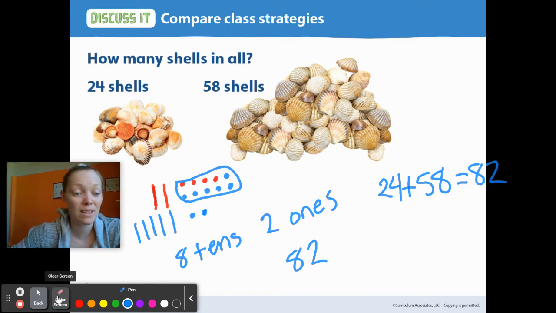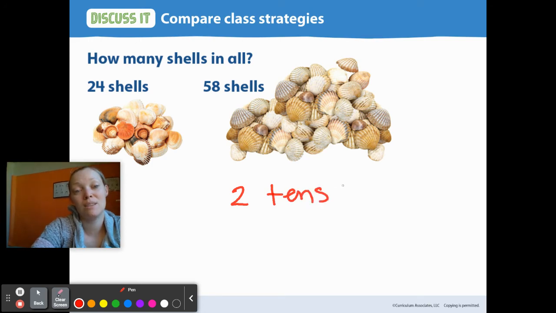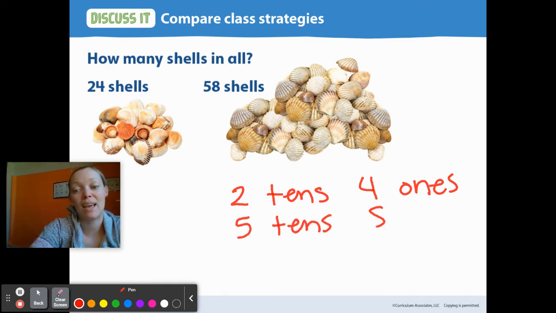Another way you might have done this is by the stacking way that we learned, which was 24 is made up of 2 10s, 4 1s, and 58 is made up of 5 10s and 8 1s.